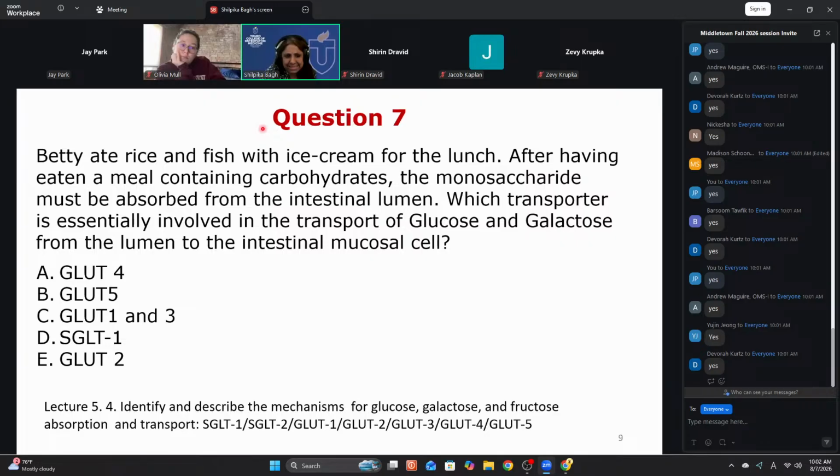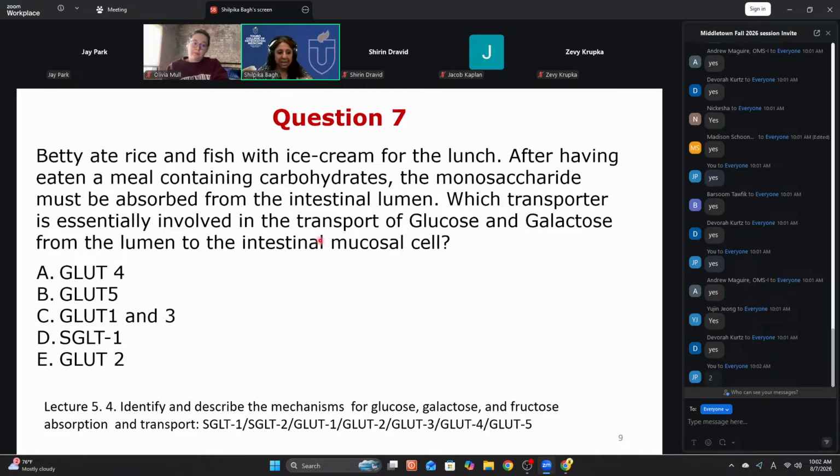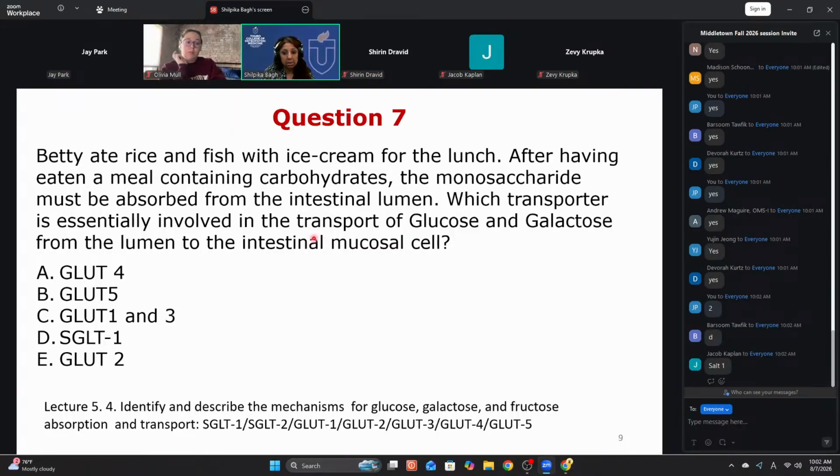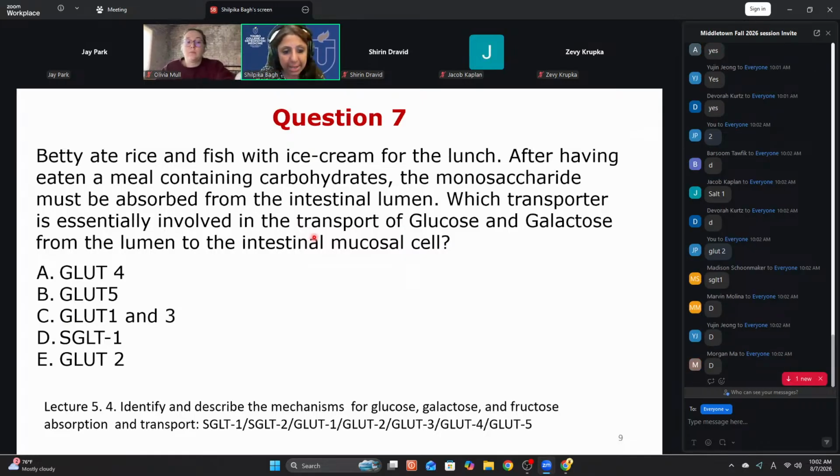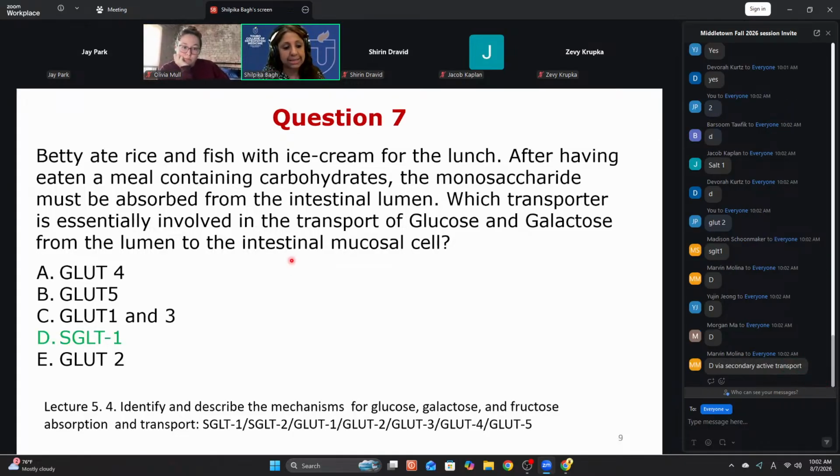So what is this asking? Moving what? Glucose and galactose from where? Lumen to cell. So what would you pick? Glucose and galactose from lumen to cell. What should be your answer? From lumen to cell, please. D, SGLT1, absolutely wonderful. From cell to circulation will be GLUT2, but lumen to cell is SGLT1. Is it a secondary active transport? Absolutely. And is there SGLT2? Absolutely.